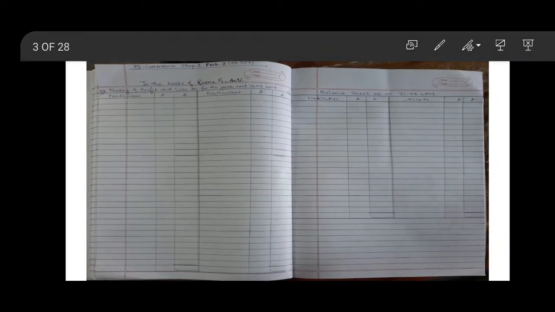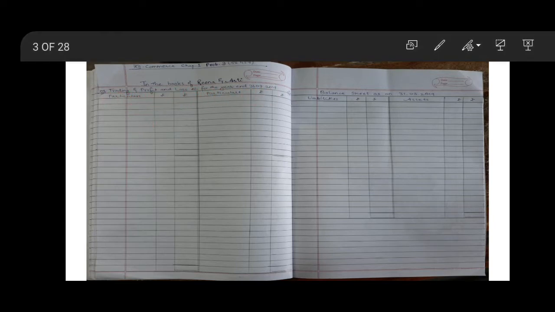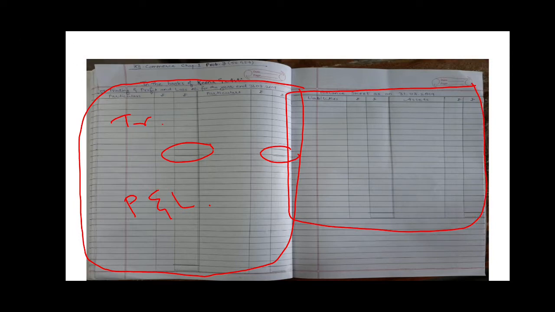You can see in the books of Reena and Aarti, trading and profit and loss account for the year end. We have prepared trading and profit and loss account together. These are the closing lines which divide both the accounts differently. This is trading account and this is profit and loss account. This will be our balance sheet. Okay, so in this way you will prepare the accounts.